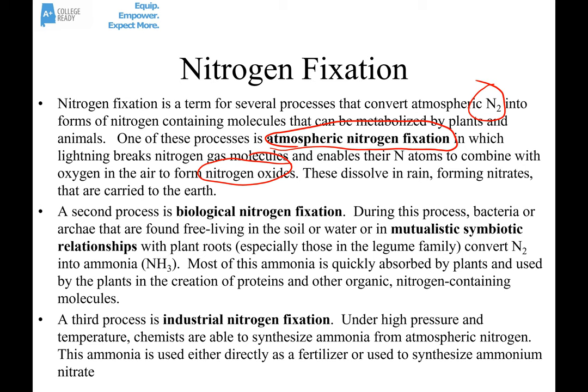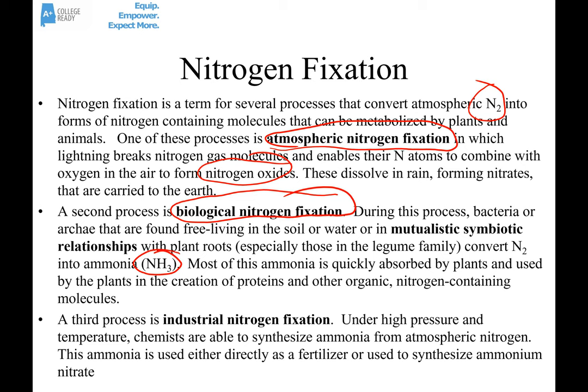A second process is called biological nitrogen fixation. This is when bacteria or archaea, which either are free living in the soil or in the water, or maybe some of them live in mutualistic symbiotic relationships with plant roots, like legumes, like soybeans and such. These take in N2 and convert that N2 into ammonia, NH3. This ammonia, most of it, is quickly absorbed by the plants and is used by the plants to create things like proteins and other organic nitrogen-containing molecules, like DNA, for example.